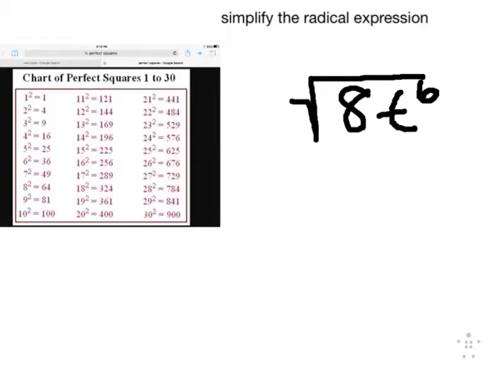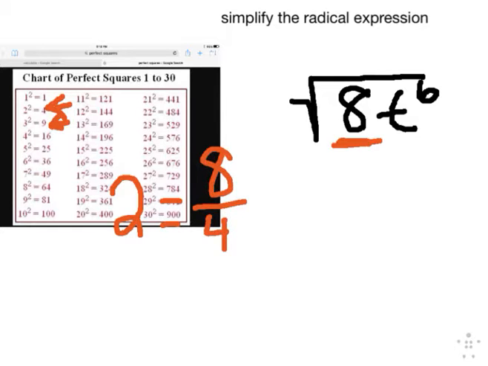Now, if we look at our next example, we want to take the square root of 8t to the 6th. So first, let's take the square root of our number. We see that we have 8 here, and if we look at our perfect square sheet, we see that that is not an automatic perfect square. So we want to take 8 and divide it by perfect squares. If we start with the first one, 8 divided by 4 does give us 2, and so that is perfect. We're going to go ahead and use 4 and 2.